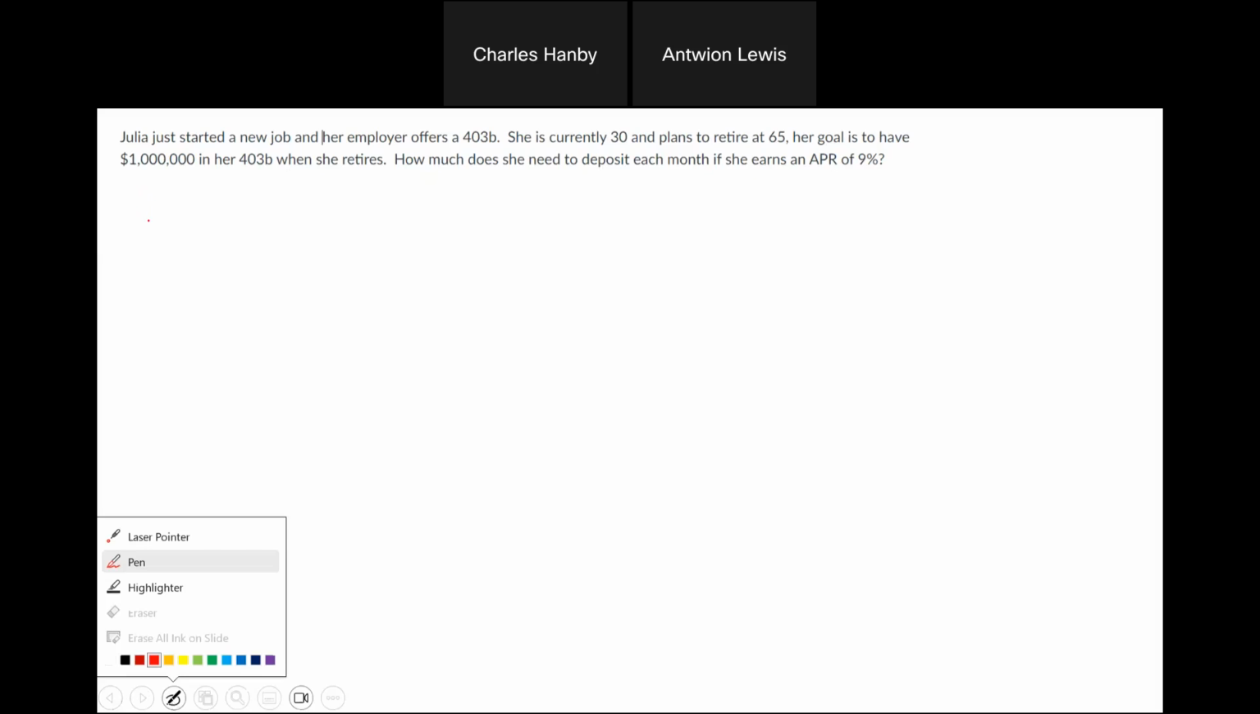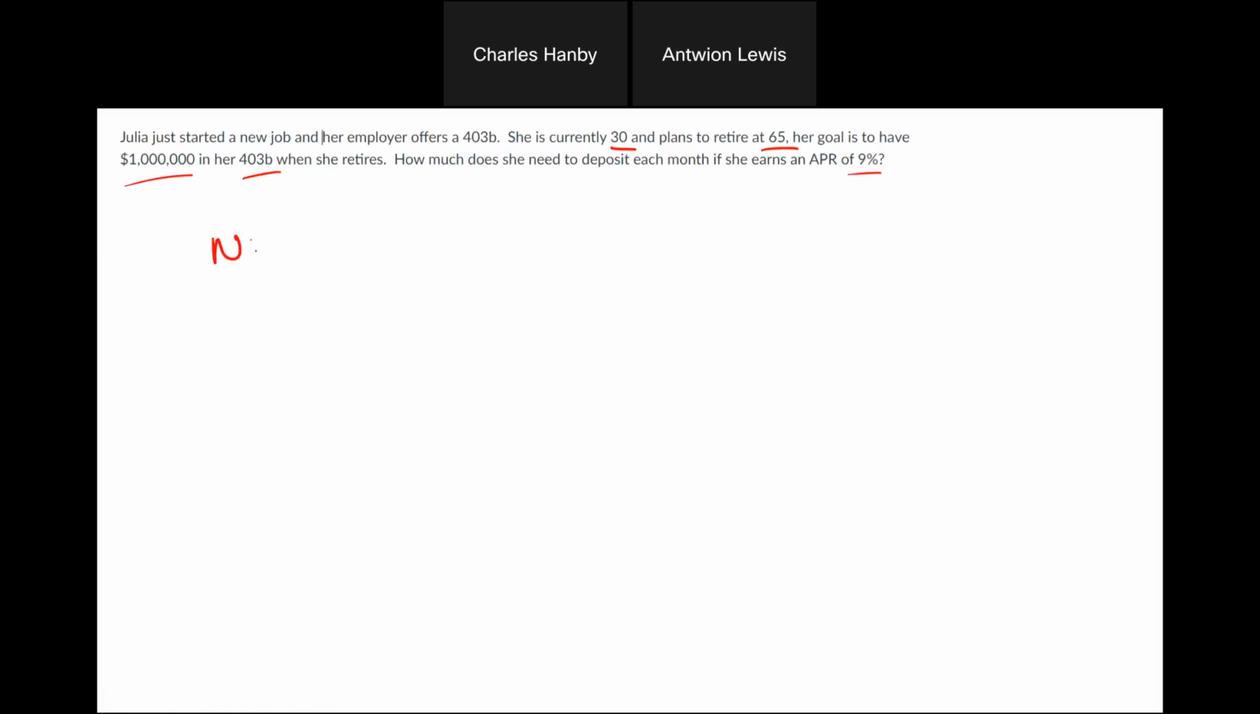First problem. Julia started a new job. Her employer offers a 403B. She is currently 30, plans to retire at 65, so it means she's going to work 35 years. Her goal is to have $1 million in her 403B when she retires. How much does she need to deposit each month if she earns an APR of 9%? So that's 35 years monthly. 35 times 12 is 420.